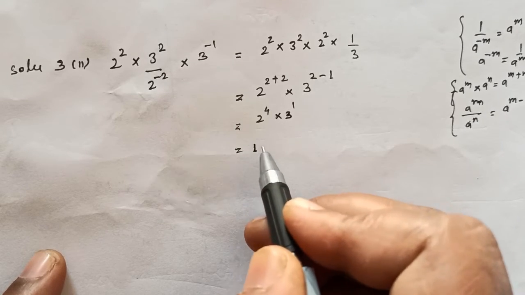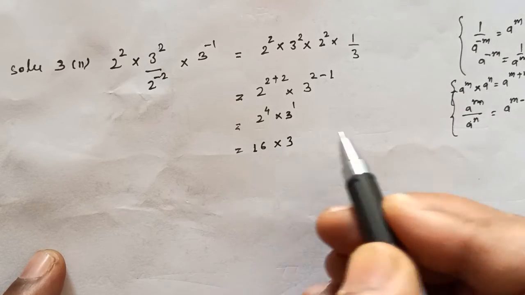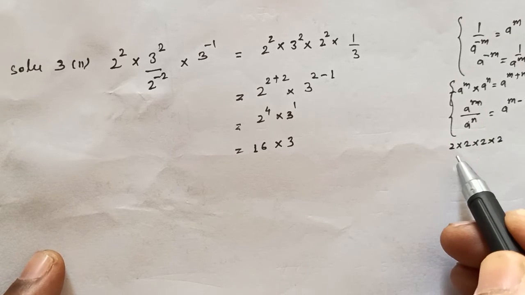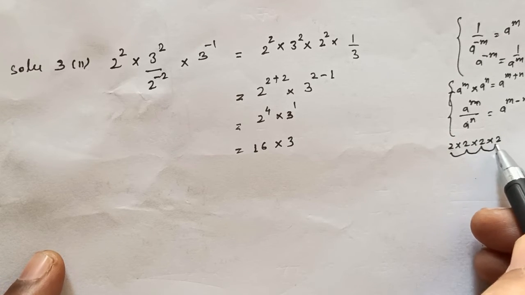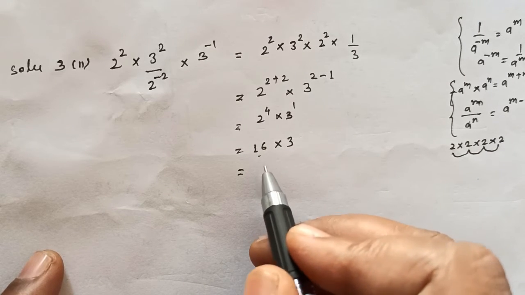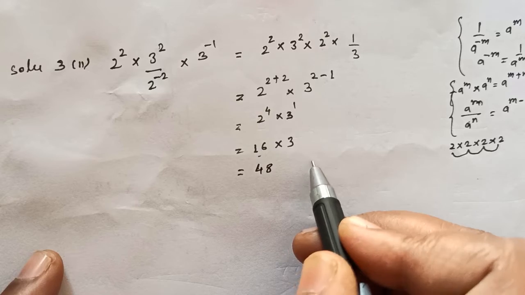2 power 4 is 16 and 3. 2 multiplied by 2 multiplied by 2 multiplied by 2. 2 to the 4, 4 to the 8, 8 to the 16. 16 multiplied by 3, 48.